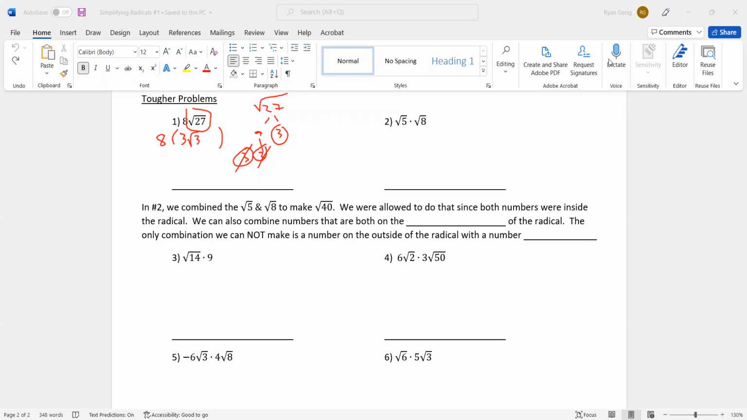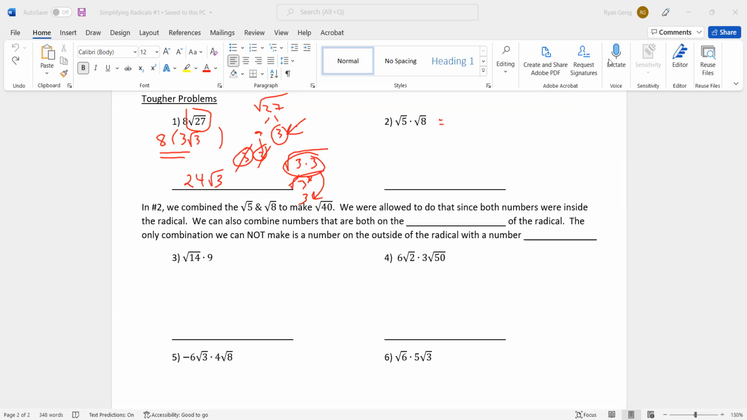Now I did that very quickly. Keep in mind what I did there. A pair of 3s can be rewritten as 3 times 3, which is 3 squared. And that cancels, and I'm left with just a 3. So 2 3s made a single 3 on the outside. And there was that leftover 3 here that got put back underneath the radical. So that's why it's 3 radical 3. Now that 3 gets multiplied by the 8, and I get 24 radical 3. Okay. Number 2, square root of 5 times the square root of 8.